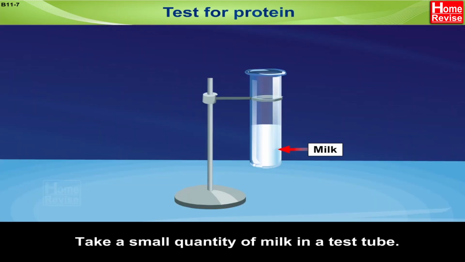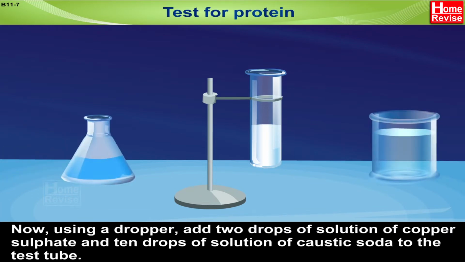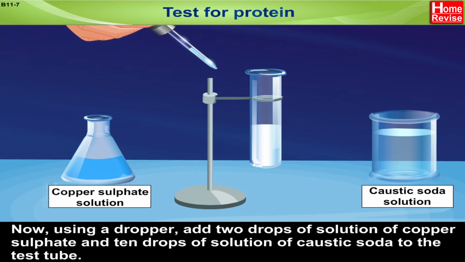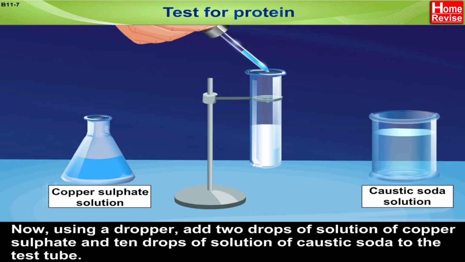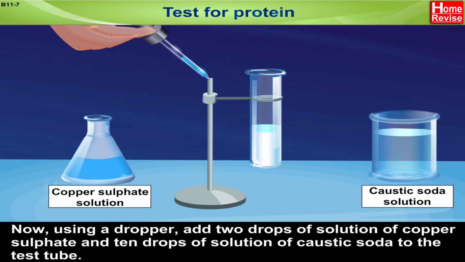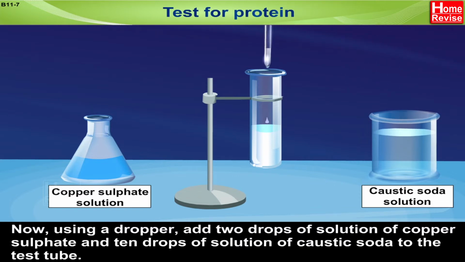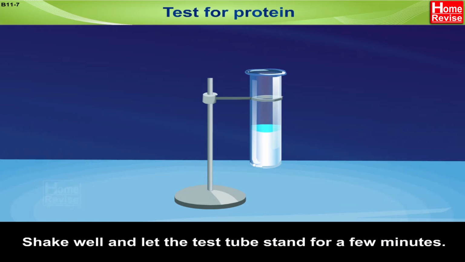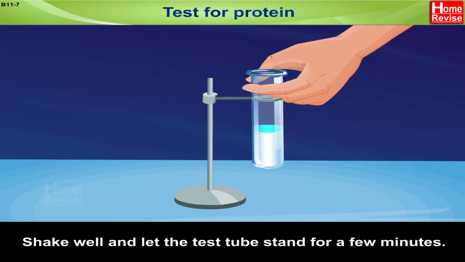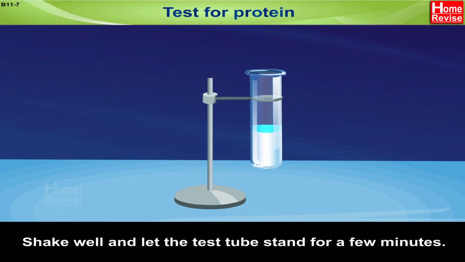Test for protein. Take a small quantity of milk in a test tube. Now, using a dropper, add 2 drops of solution of copper sulfate and 10 drops of solution of caustic soda to the test tube. Shake well and let the test tube stand for a few minutes.